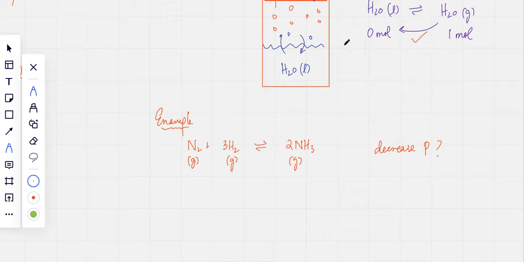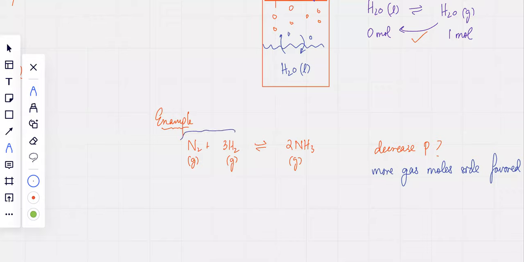Forwards. Yeah, but the first thing, if you decrease pressure, what would happen? More gas or less gas? More gas. Okay, so you're going to get more gas. More gas mole side is favored. So which side has more gas?